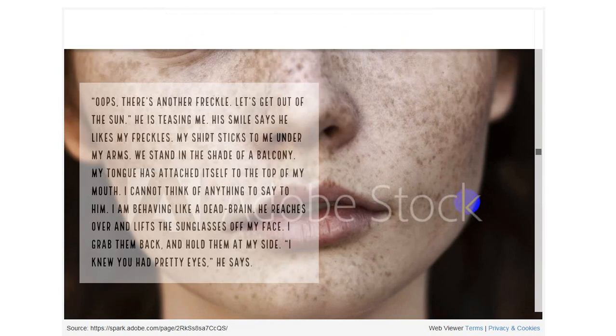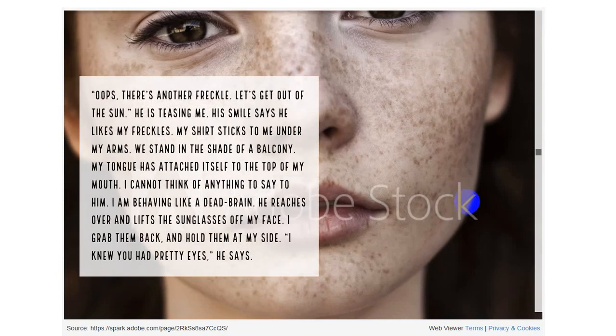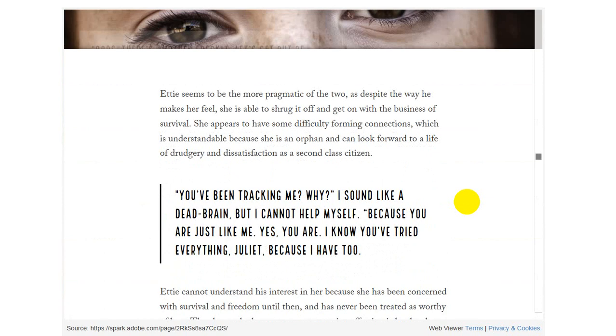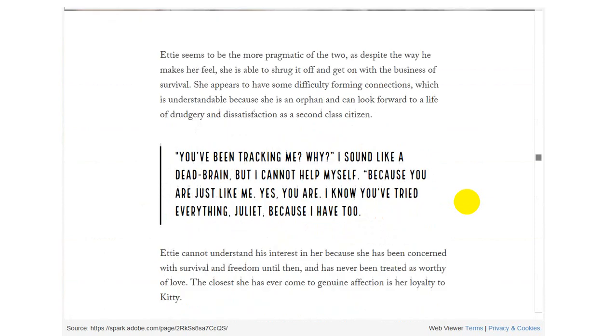their love is forbidden. He says, "Oops, there's another freckle, let's get out of the sun." His smile says he likes my freckles, and Edyth seems to be the more pragmatic of the two. Despite the way he makes her feel, she can shrug it off. She appears to have some difficulty forming connections. This is understandable because she is an orphan and can look forward to a life of drudgery and dissatisfaction.